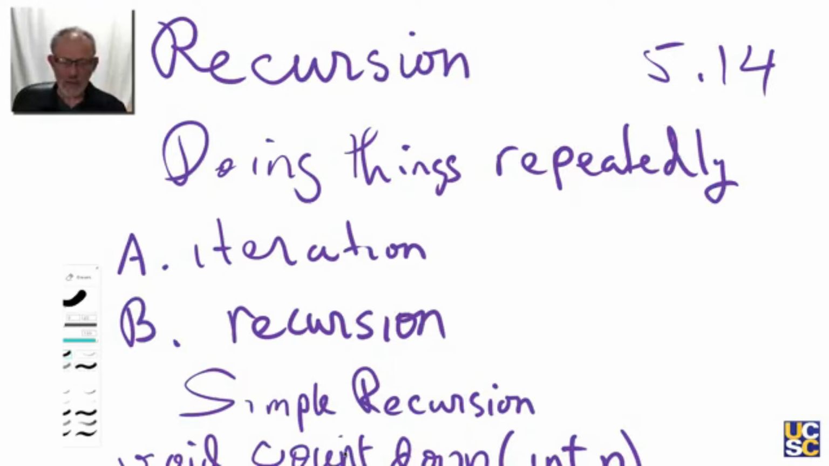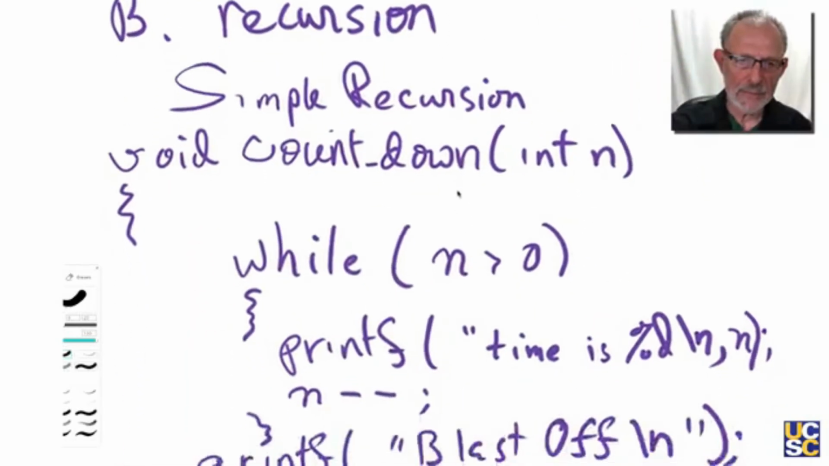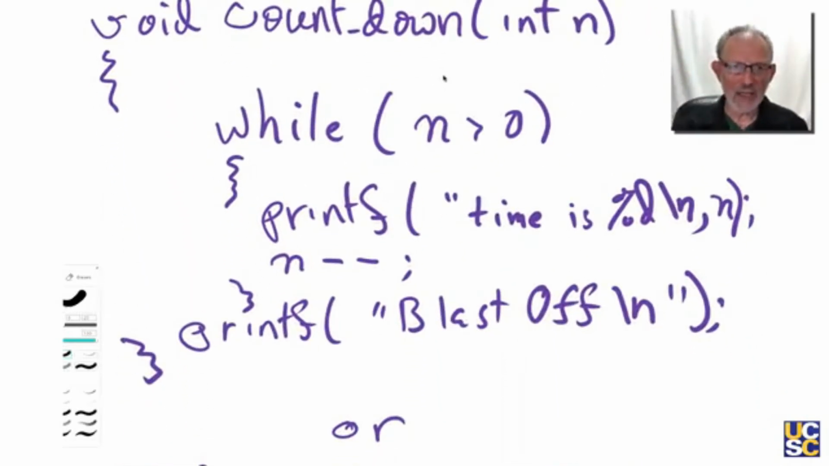Okay, so we've seen how to do things repeatedly with iteration. I'm going to show you a simple example of doing that, and then I'm going to show you how the exact same thing can be done recursively. First off, in the iteration, we're going to write this little NASA program, little Cape Kennedy thing, where we have a countdown. We're going to decide that we need a countdown from some integer, for example, 10. And here's how we might do it iteratively.